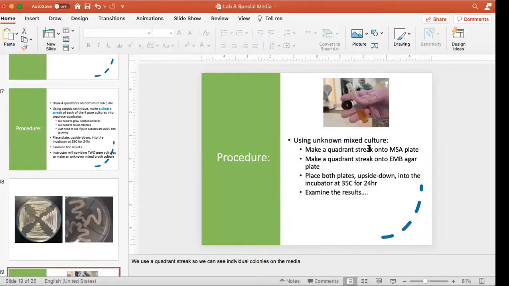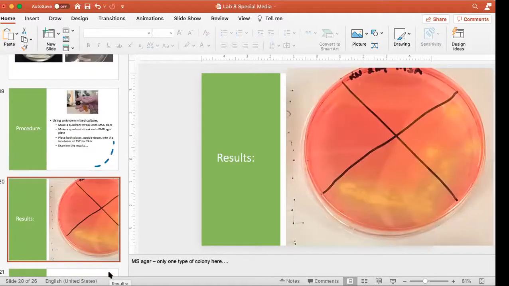I made a quadrant streak onto the MSA plate, and I made a quadrant streak onto the EMB plate. So I should get individual colonies growing if the organisms are able to grow on these particular types of agar. I put both plates upside down in the incubator for 24 hours, and then I pulled them out. So let's take a look.